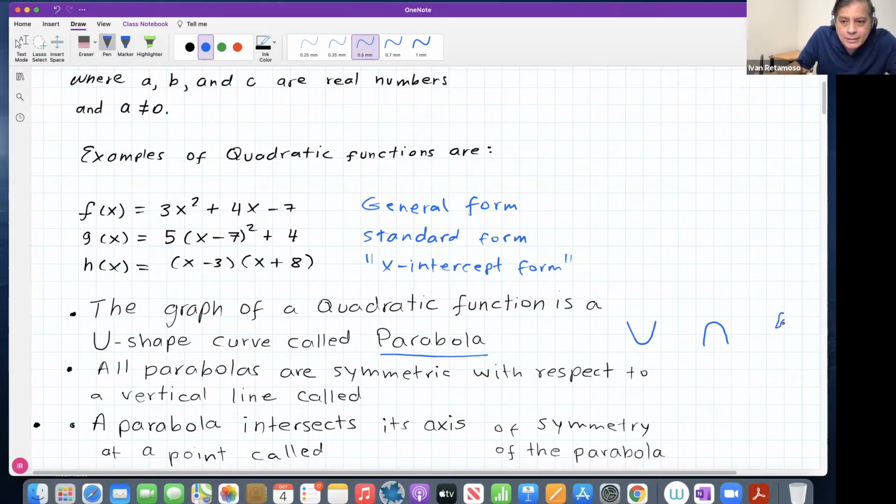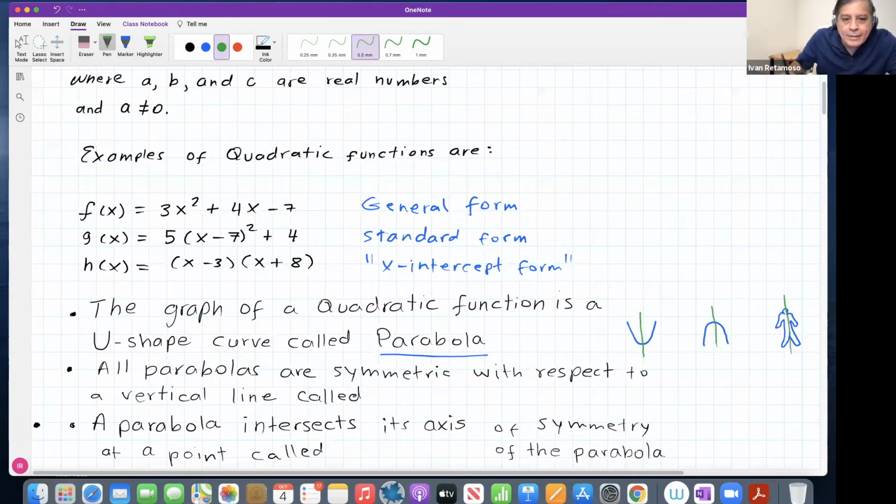So why is vertical symmetry important? Well, it's a symmetry that appears a lot in nature. For example, think of a human body, right? Vertical symmetry, right? Yeah, due to gravity, perhaps, right? Yeah, very good. Now, all parabolas are symmetric with respect to a vertical line, right? The line that sets the vertical symmetry.